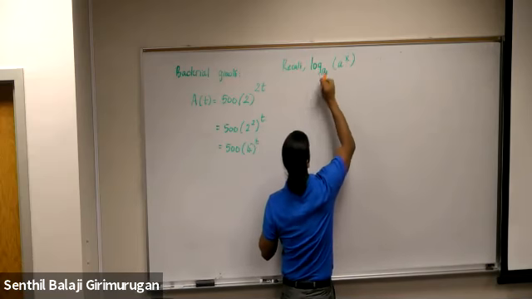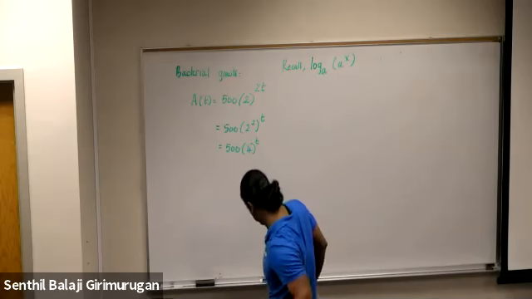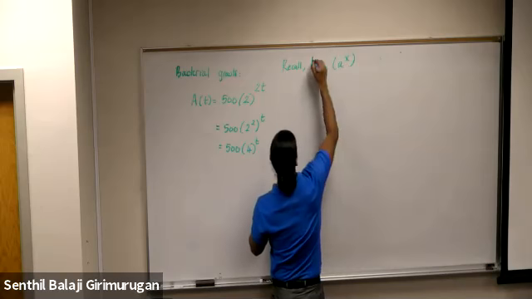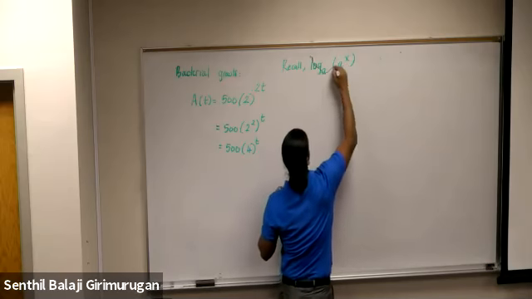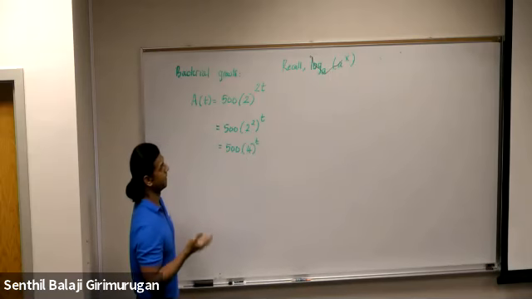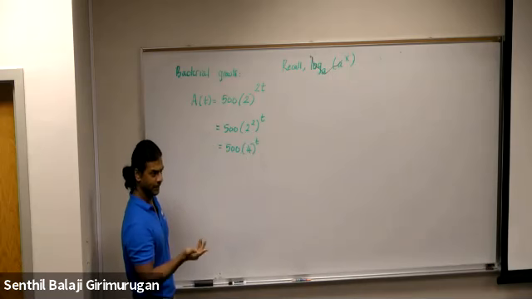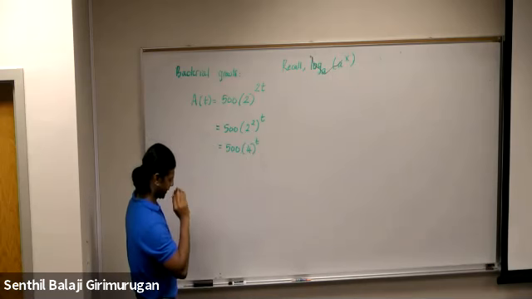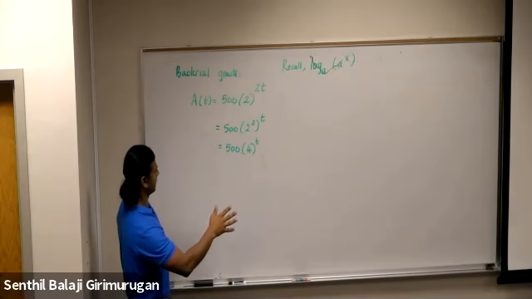So log base a and a will get cancelled. You would end up getting x. So the way to get rid of logarithms is simply getting x. The way to get rid of an exponential is to apply logarithms.